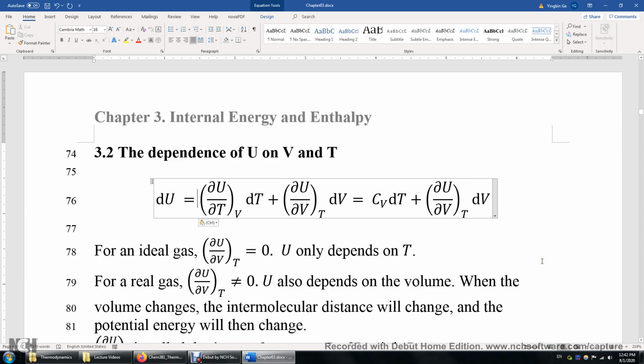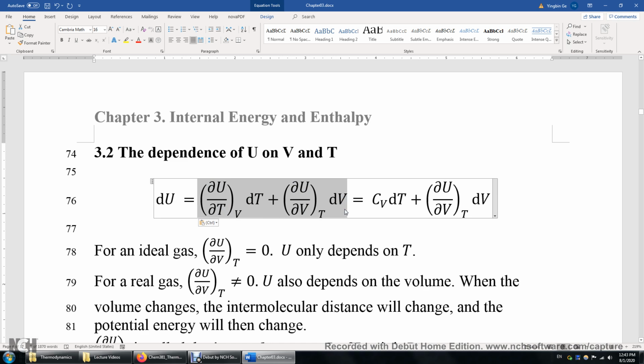Section 3.2, the dependence of internal energy on volume and temperature. So dU is the exact differential of the internal energy. This equals ∂U/∂T times dT plus ∂U/∂V times dV. So this is simply a two-step process.